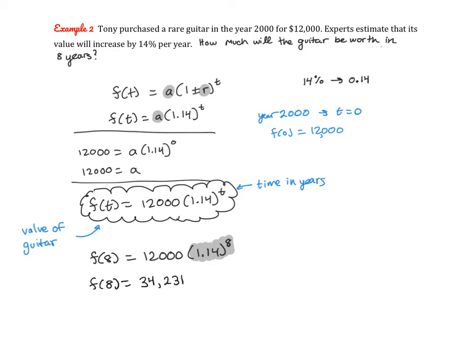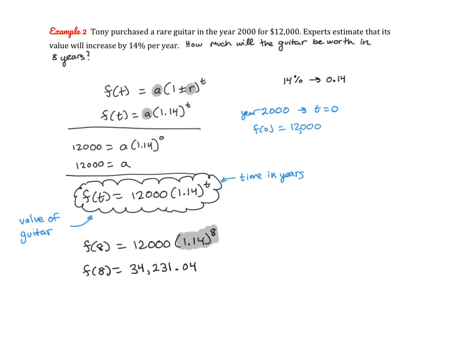34,231, and we're going to round to the nearest hundredths because it is money. So we'll say 0.04. It was 0.037, but we'll round up. So that means that in 8 years, the guitar will be worth $34,231.04. So pretty good investment.